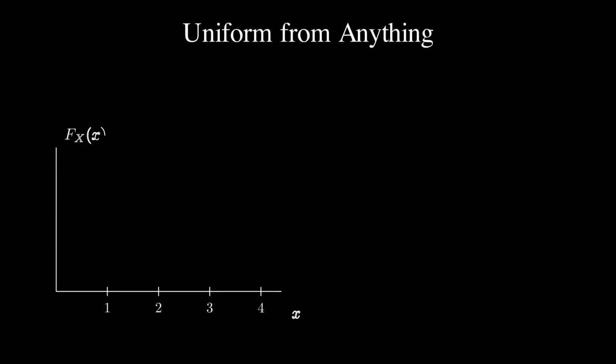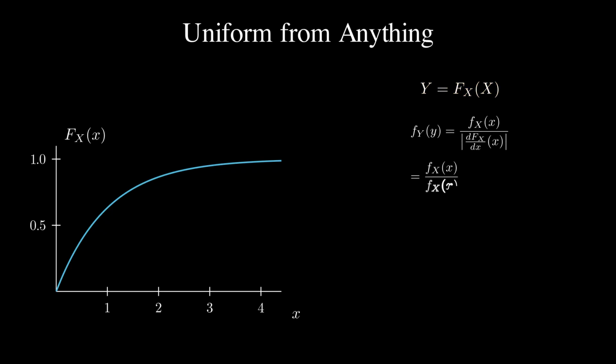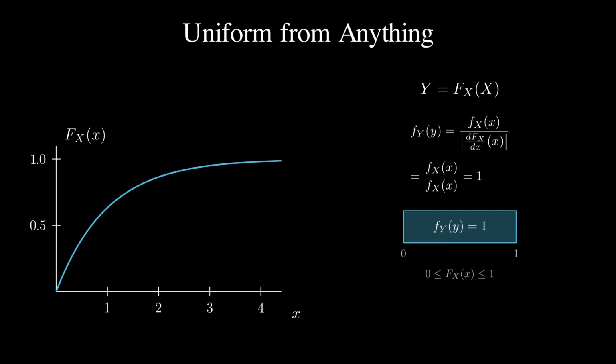Here is the observation that unlocks it. Take any continuous random variable x with an invertible CDF and feed x into its own CDF. Define y equals F of x. On the support of x, the CDF is differentiable and strictly increasing, and its derivative is the density itself. So last video's formula applies. The density of y is the density of x divided by the absolute derivative of the CDF, and that is f of x over f of x, which is 1, for every y between 0 and 1, and 0 outside, because a CDF never leaves the unit interval.